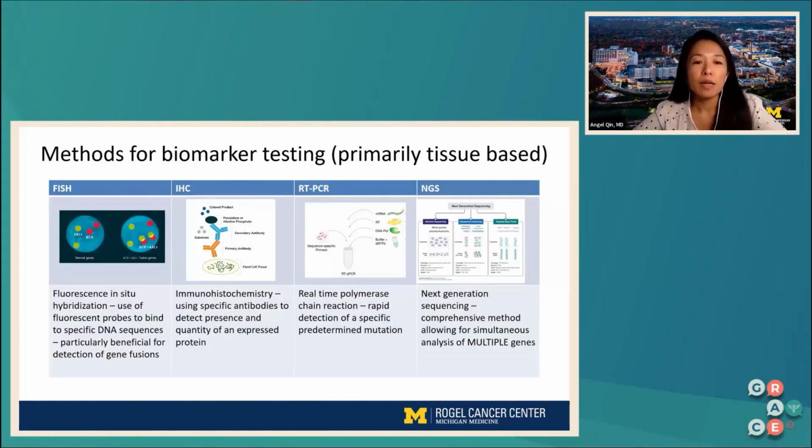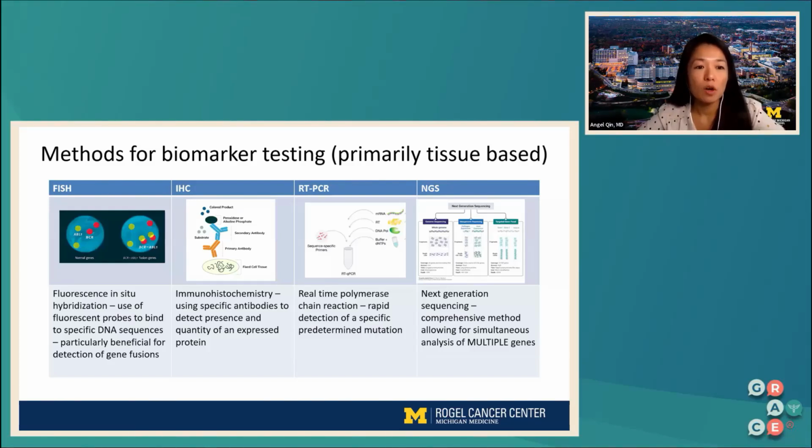When we think about biomarker testing, there are lots of different ways that your doctors can do this testing. And what we're showing you right now is testing that can be done on the biopsy tissue. So first we have something called FISH, which stands for fluorescence in situ hybridization.